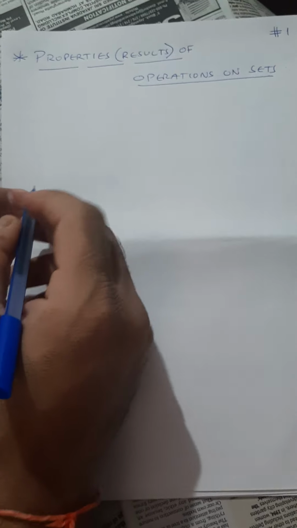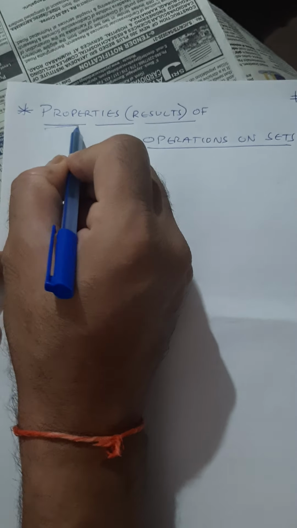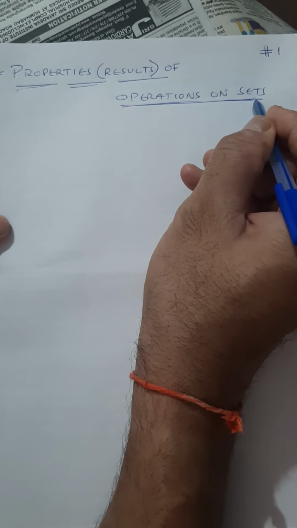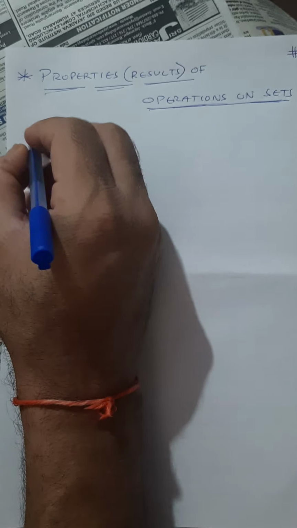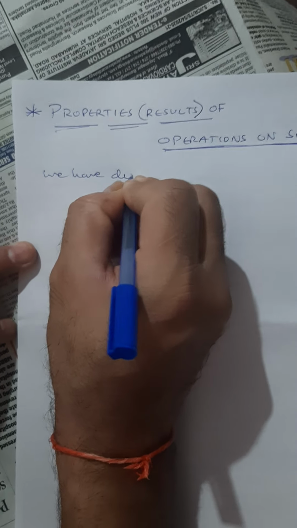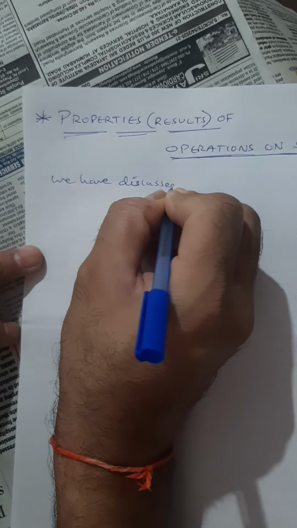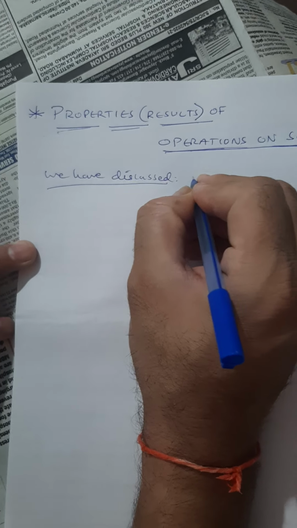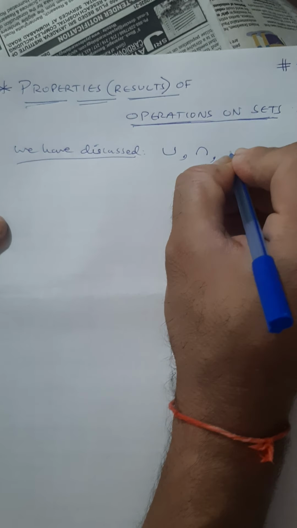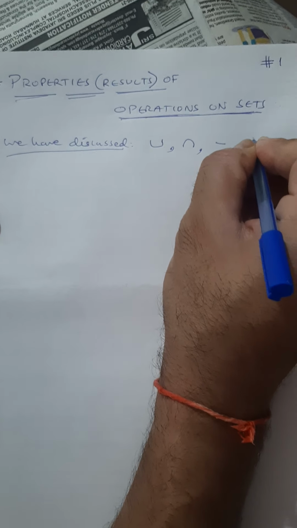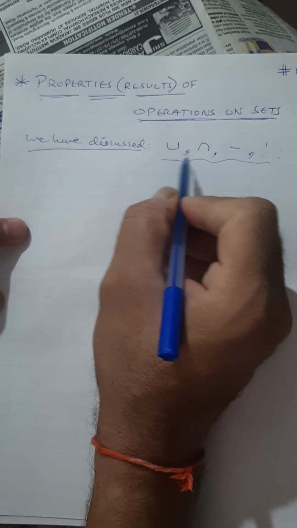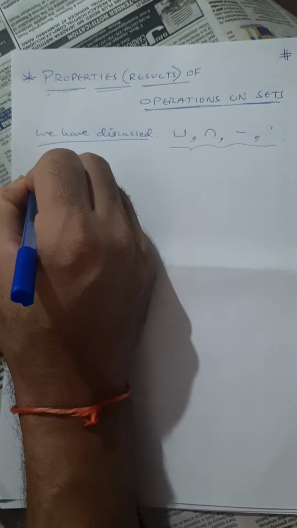So now we discuss properties, which are also called the results of operations on sets. We already discussed these four operations: union, intersection, difference, and complement. Now we see some standard results.